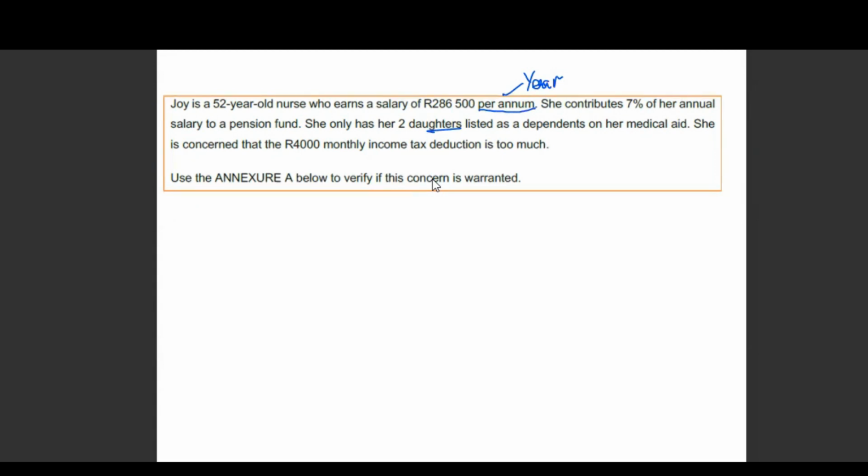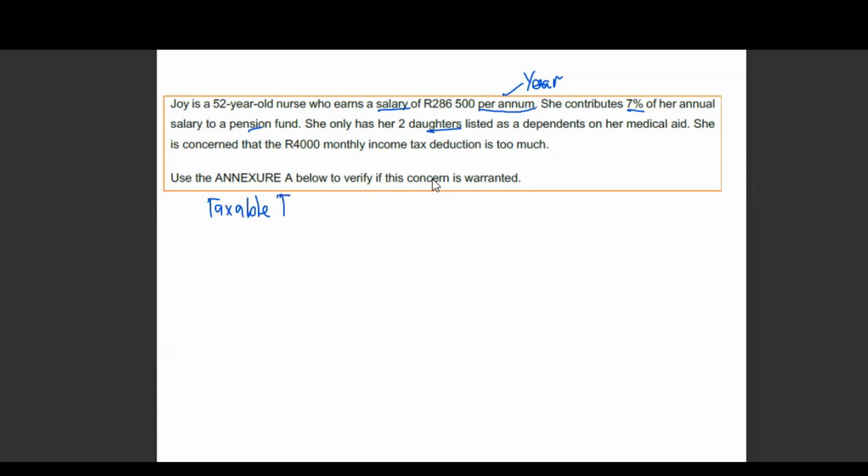She is concerned that the 4,000 rands monthly income tax deduction is too much. So we want to verify whether the concern is valid or not. Does she pay that much money? Number one, what you're going to look for in this scenario, take note. They have talked of the annual salary. They never told you it's taxable. And they have talked of 7% pension. So what you're going to do first, you need to look for taxable.